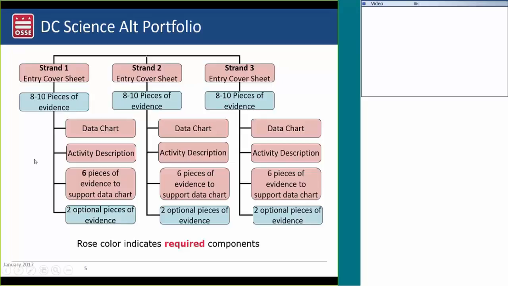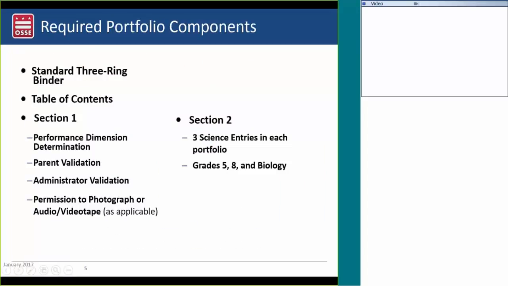So let's talk about what's in the portfolio. The portfolio is put together in a standard three-ring binder. LEAs can provide their own binders, or binders will be available at the on-site teacher training for the DC Science Alt in March, and I'll talk to you about that in a little bit. A table of contents needs to be included. That would be the first thing that a scorer sees when they open up the binder. And then there are really two sections.